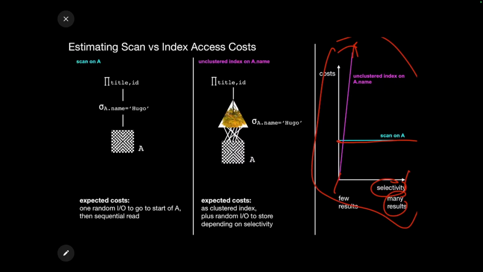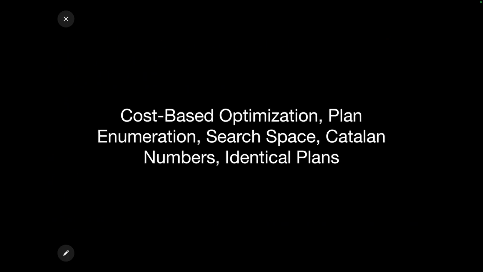So what you want to have here is really, depending on the selectivity, you use this plan. So up to here, you use the index, and then you use the scan. That's what cost-based optimizers try to achieve.